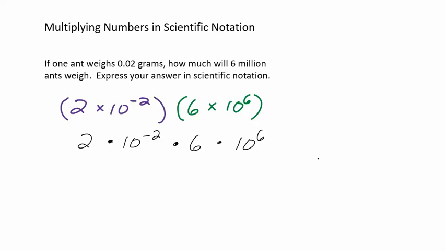Now, multiplication is commutative, which means we could switch the order. So I'm going to switch the order so the whole numbers are together and the powers of 10 are together. And I also know that multiplication is associative, which means I can multiply any of these together in whatever order I want. So I'm going to go ahead and multiply these whole numbers together. That gives me 12. And then I'm going to multiply the powers of 10 together.